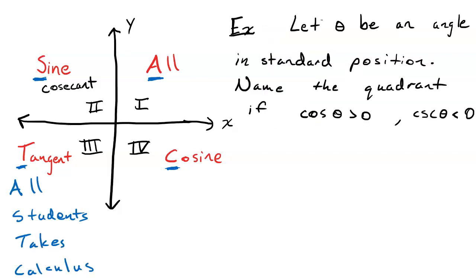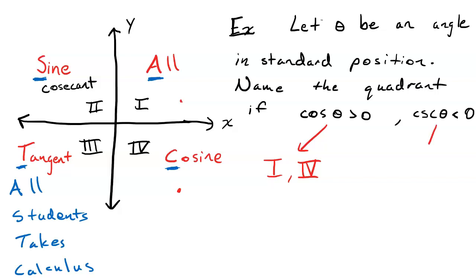Here we have an example, and it says let theta be an angle in standard position. Name the quadrant if cosine theta is greater than 0 and cosecant theta is less than 0. So this question is saying name the quadrant in which both of these conditions are met. Looking at all students take calculus and seeing in which quadrants cosine is greater than 0, we see that it is satisfied in quadrant 1 and quadrant 4. So we can write down 1 and 4.